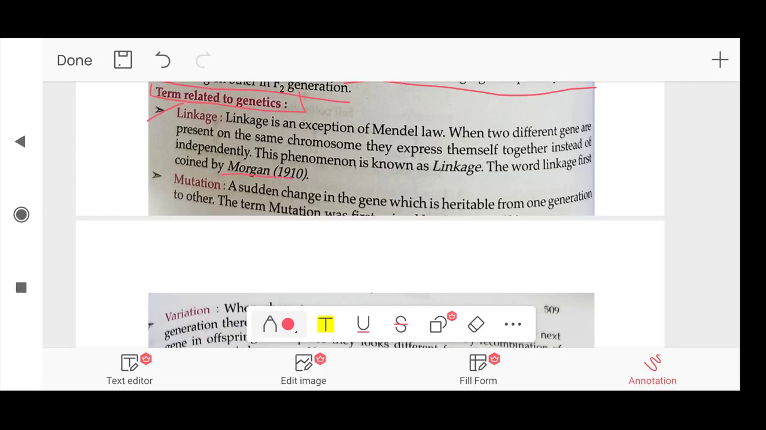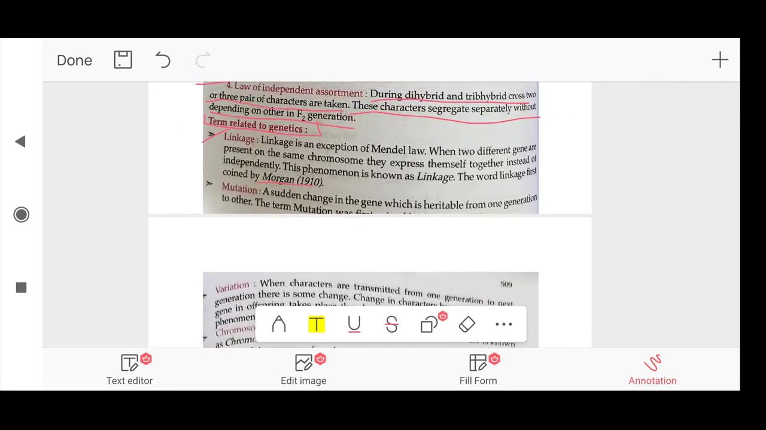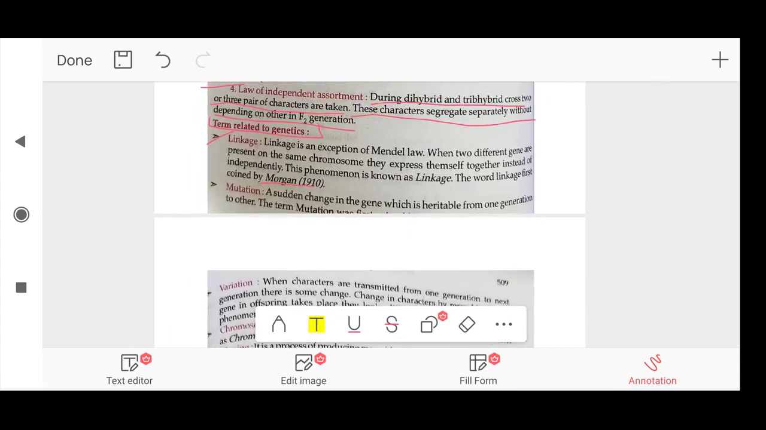Next, mutation. A sudden change in the gene which is heritable from one generation to another. The term mutation was first coined by Hugo de Vries. So mutation is a sudden change in gene which is heritable from one generation to another.